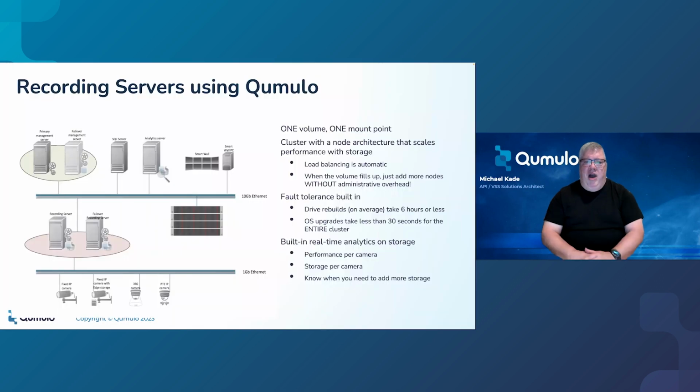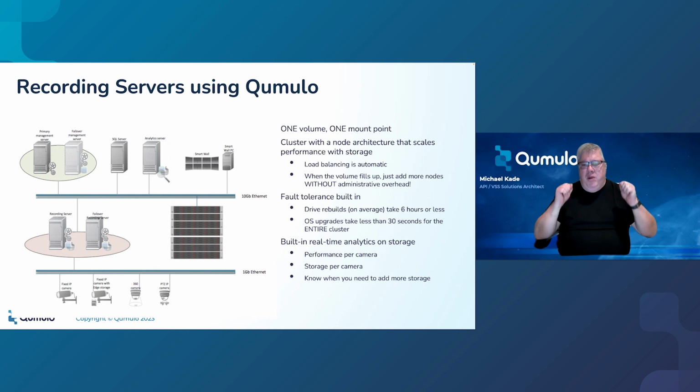So let's talk about it when we have Qumulo in the mix. We have 1 volume, 1 mount point. That gets rid of all the administrative overhead of going and changing anything, and I'll show you that in a second. It's a node-based architecture, which means load balancing is automatic, and when a volume fills up, click, you just add more nodes. And you do this on the fly. So I can literally go into my rack, plug a node in, whether that be a 5th node, a 6th node, a 7th node, whether I want to do all 3 at the same time.